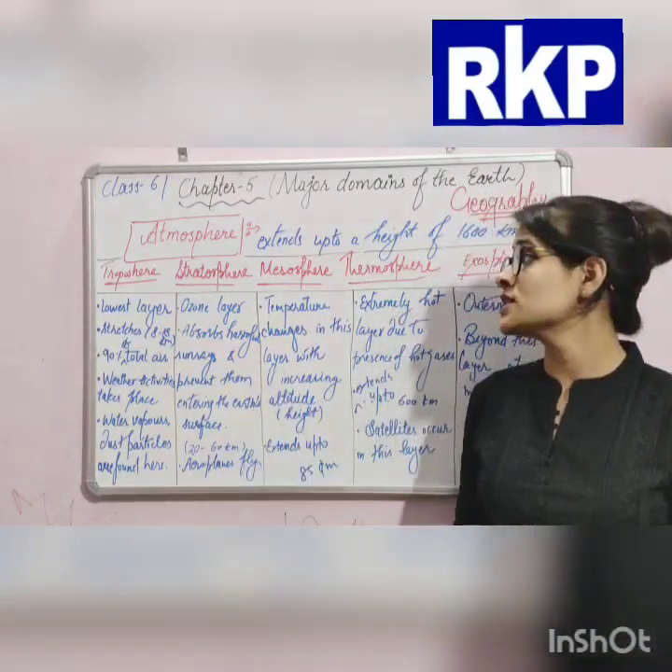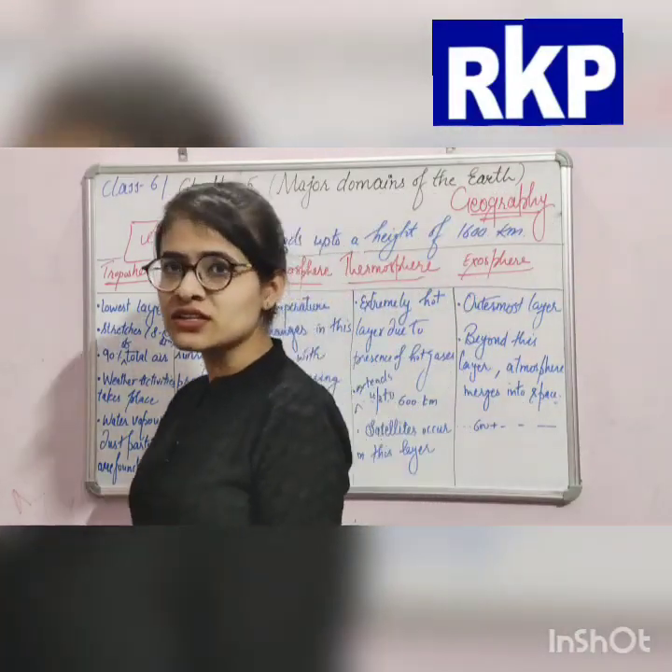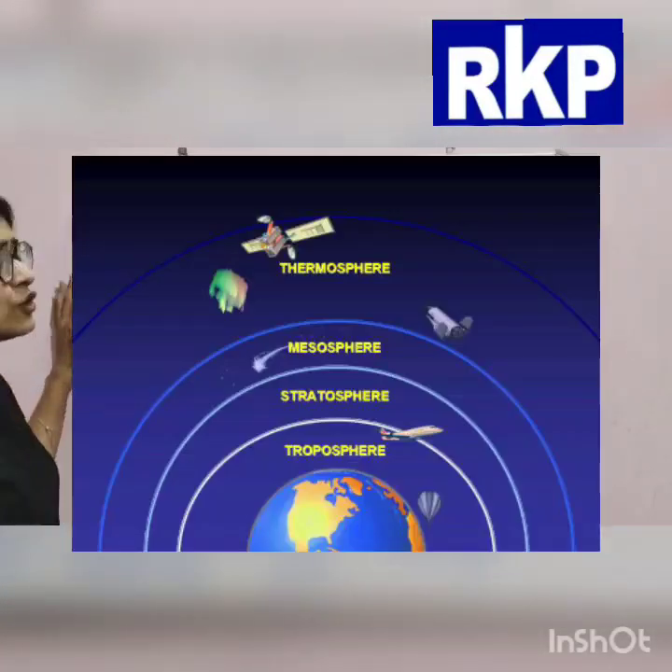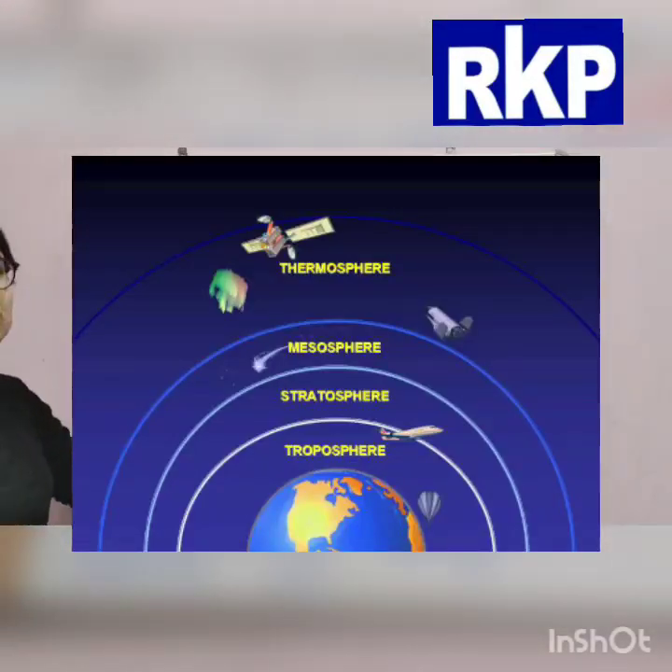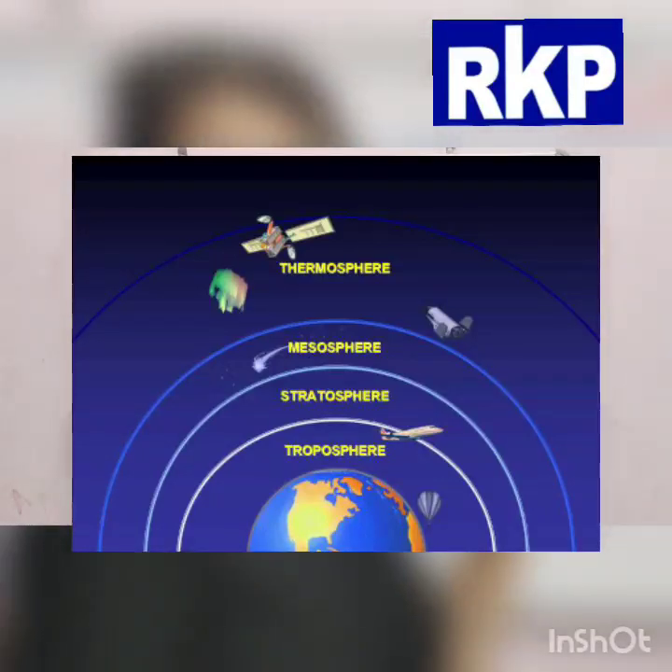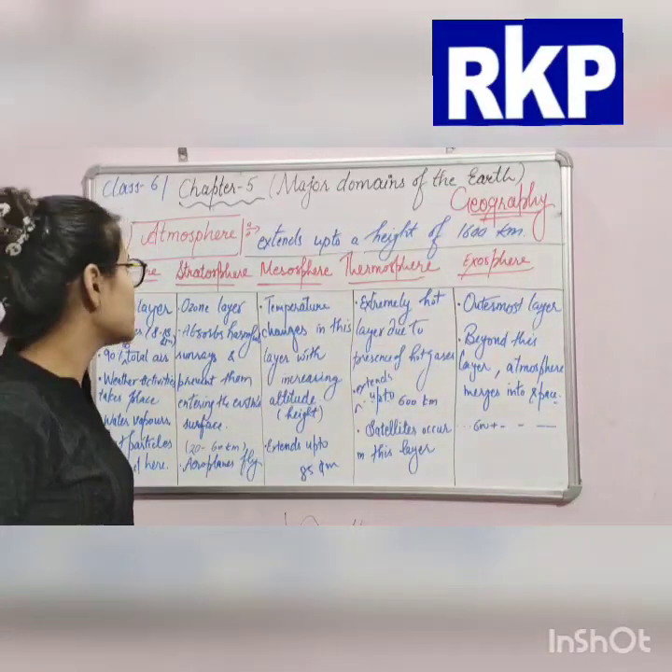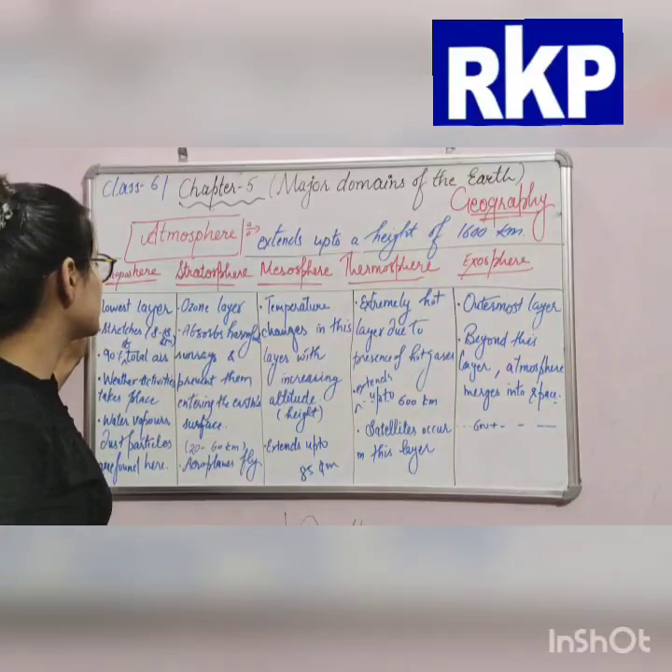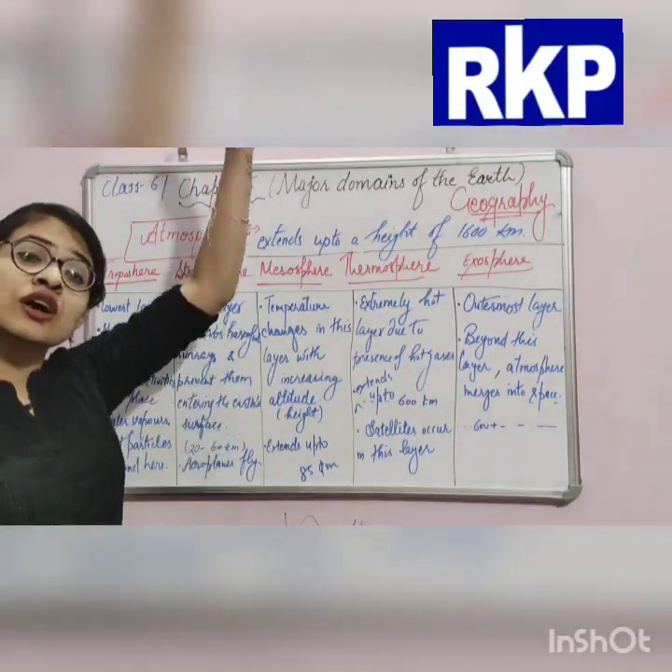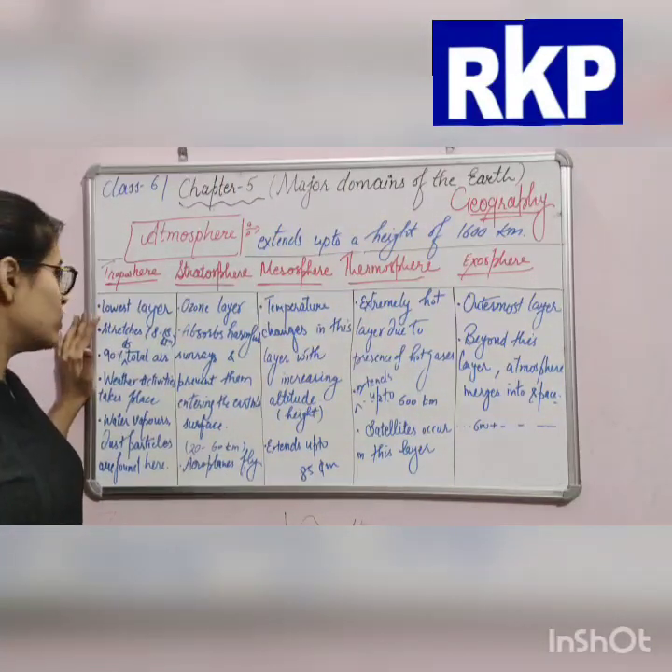Now we are going to discuss the different layers of the atmosphere. First is the troposphere, second the stratosphere, then the mesosphere, thermosphere, and exosphere. Basically we start from the troposphere. The troposphere is the lowest layer, and the exosphere is the outermost layer.